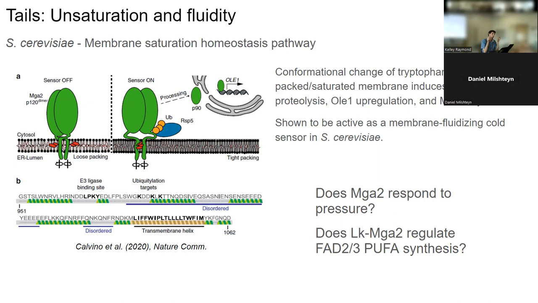It has two tryptophans in the middle of the membrane core. In a very fluid and lightly packed membrane, the tryptophans are facing away from each other. However, when your membrane becomes much more compressed, the tryptophans flip over and stack on top of each other. This induces a large structural change within the protein that leads to its proteolysis, and eventually downstream it upregulates the production of unsaturated lipids. So essentially, when membranes become stiffer and more compressed, this is activated to increase the synthesis of unsaturated lipids. So this is one example of a sensor.